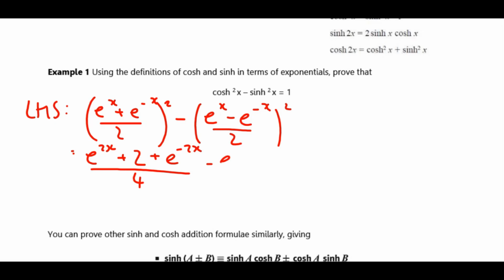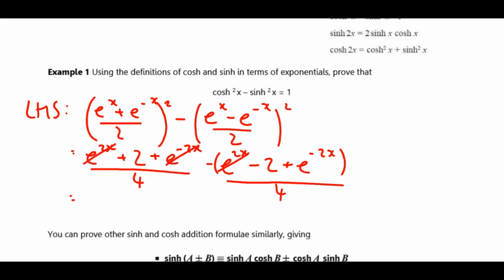And then on the top of the other one, you get e to the 2x, minus 2 this time, because e to the x times e to the minus x gives you 1, which will be negative, and plus e to the minus 2x again. And again, this is all over 4. Combining this into a single fraction, because they're both over 4, the e to the 2x terms will cancel out. The e to the minus 2x terms will cancel out. You've got 2 minus minus 2 on the top, which gives you 4 over 4, which just gives you the 1 as required.